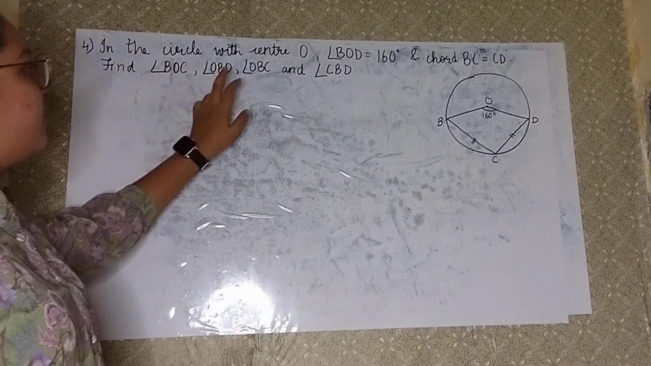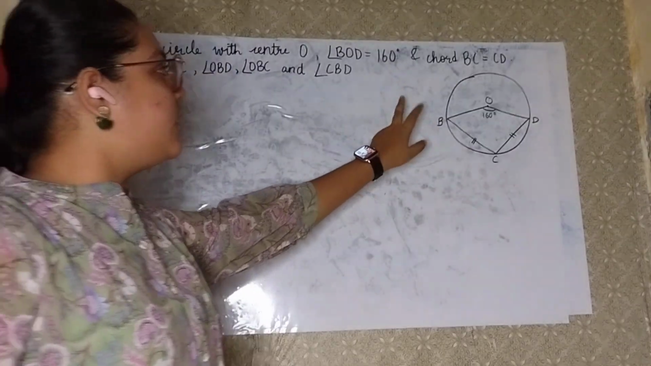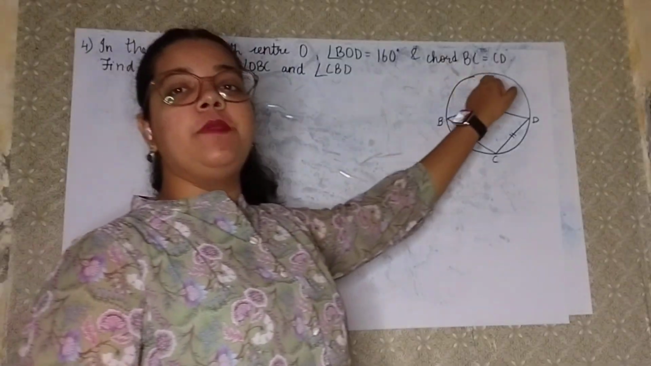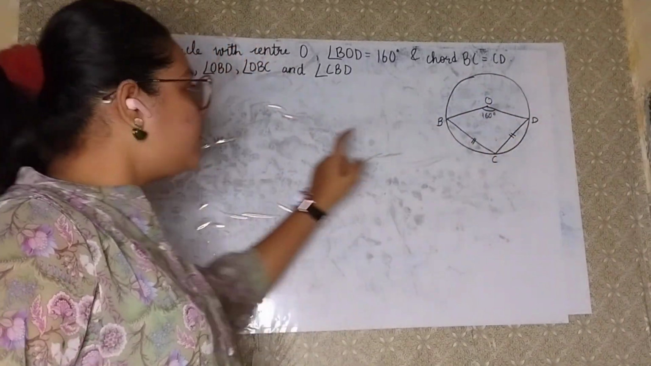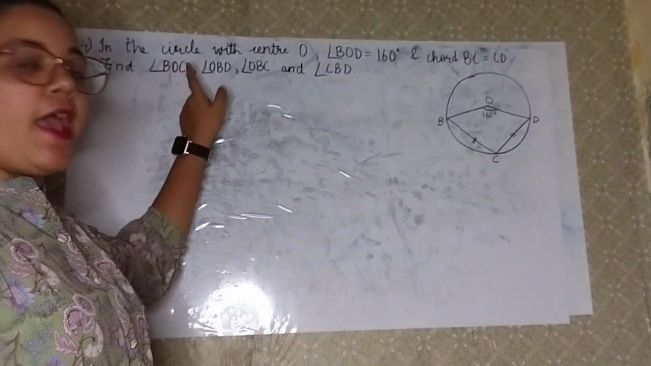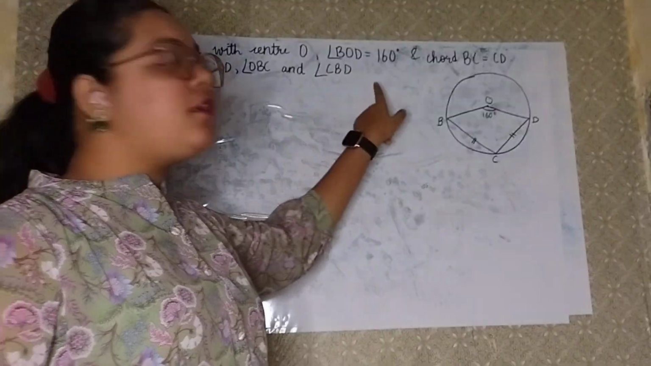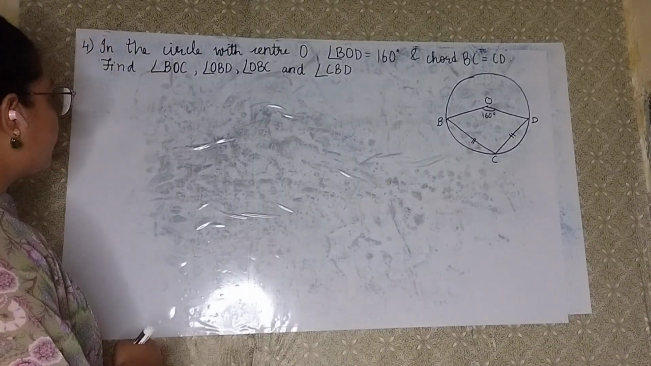In the circle with center O, angle BOD is 160 degrees and chord BC is equal to CD. Here BC is equal to CD. We have to find angles BOC, OBD, OBC and CBD. Let's start with the first part.